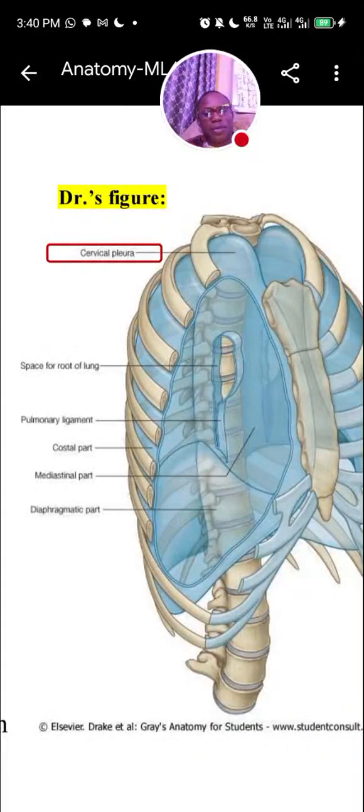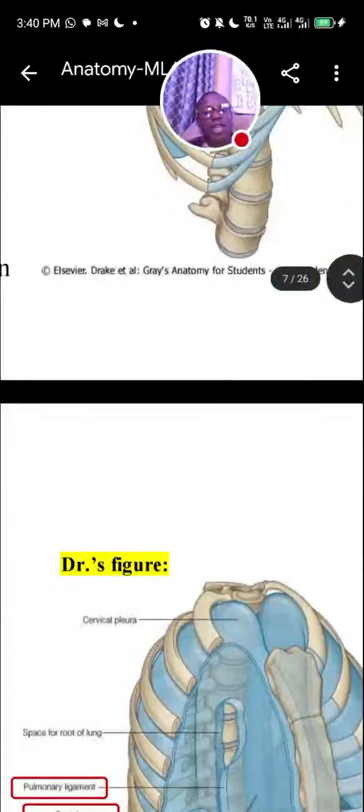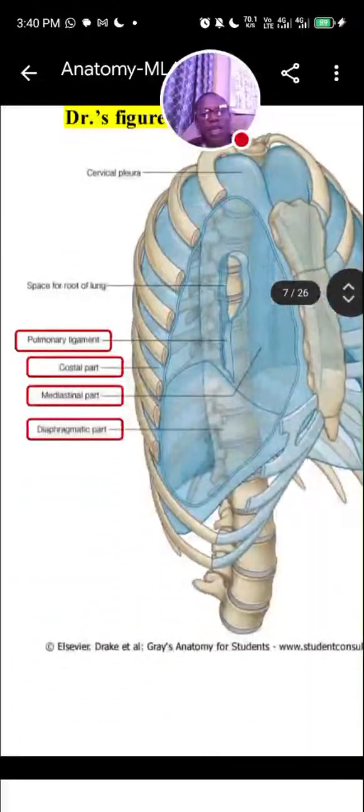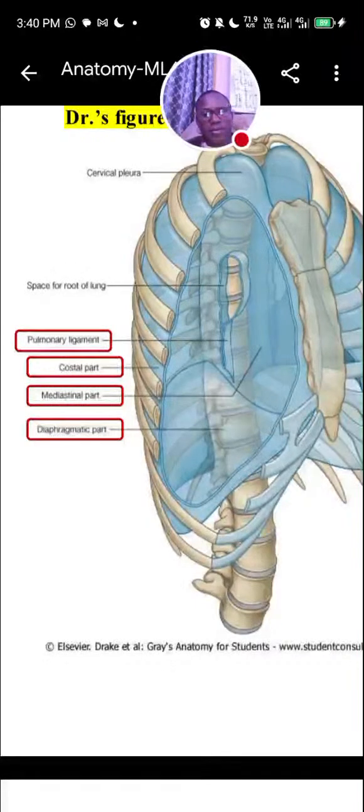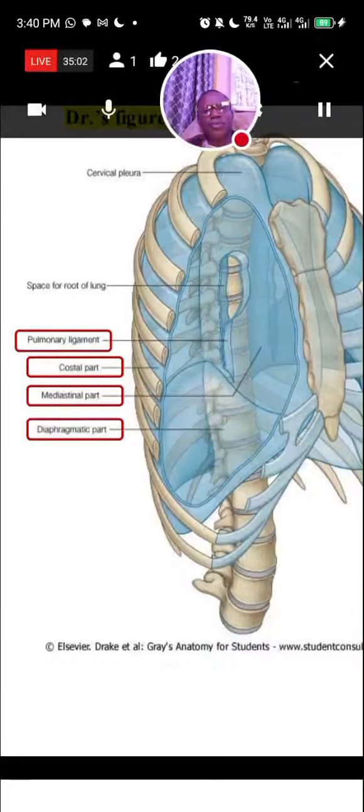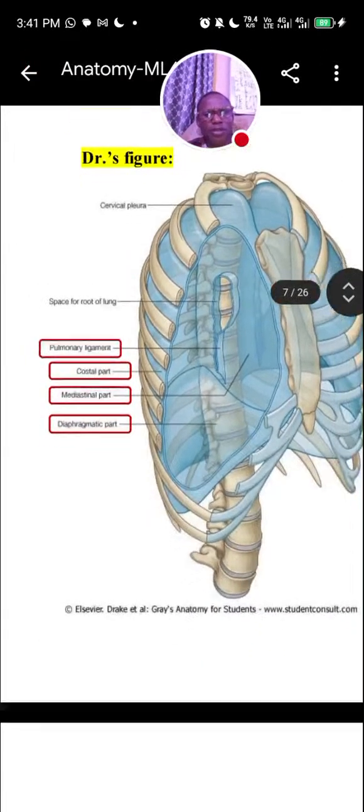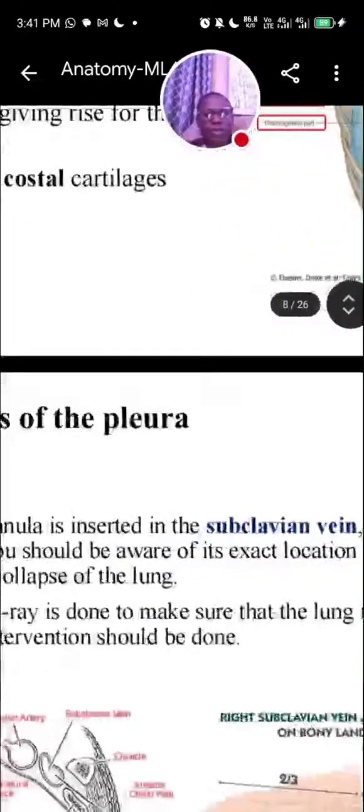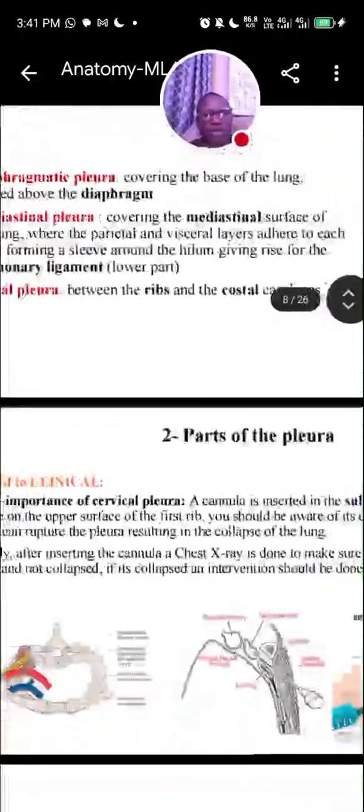It's from Gray's Anatomy. Now look at the costal part. Costal pleura. Look at the diaphragmatic. Do you follow? Thumbs up if you are following. All right. Move on. We're still making progress.